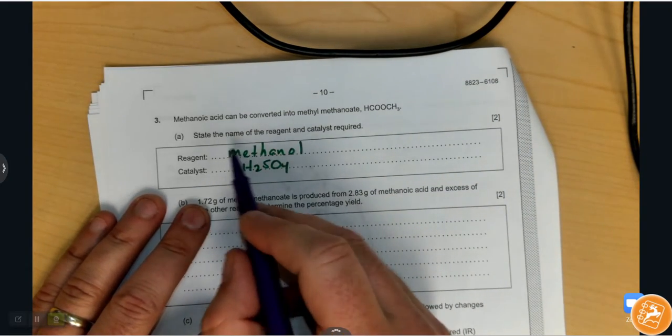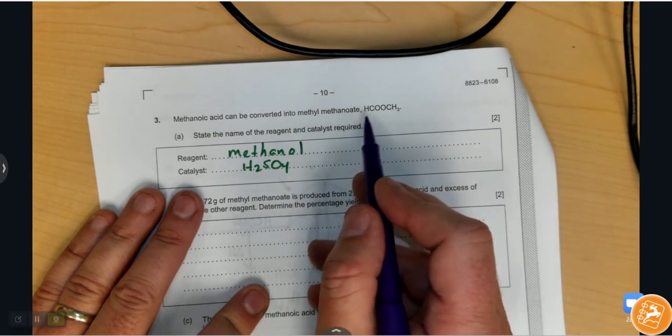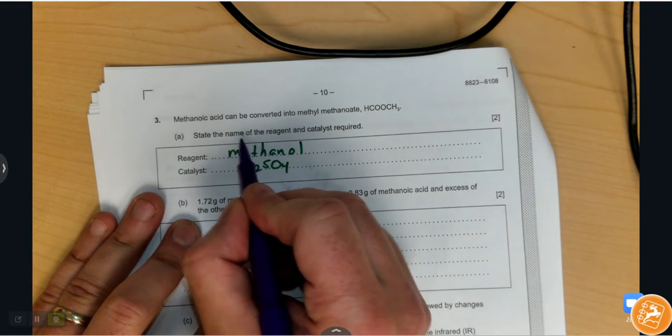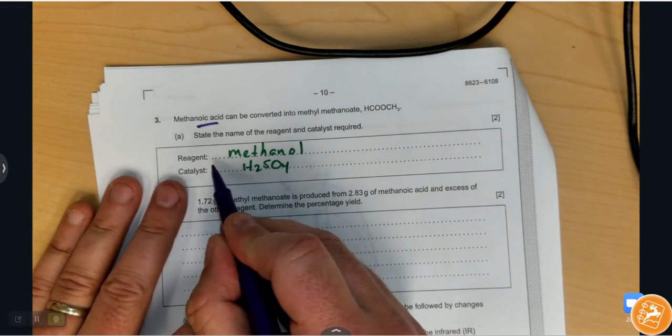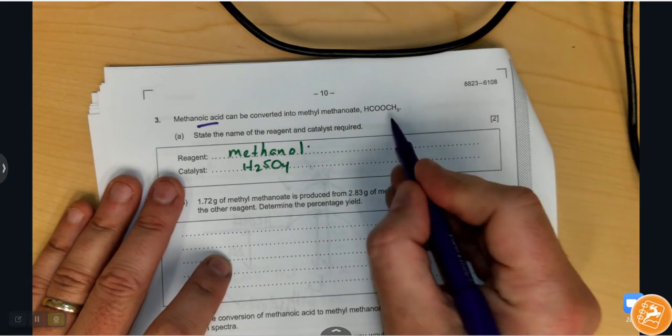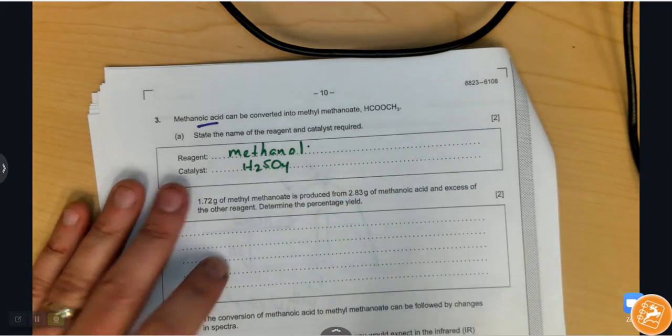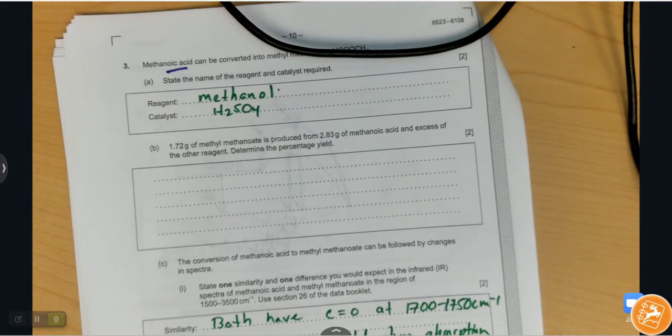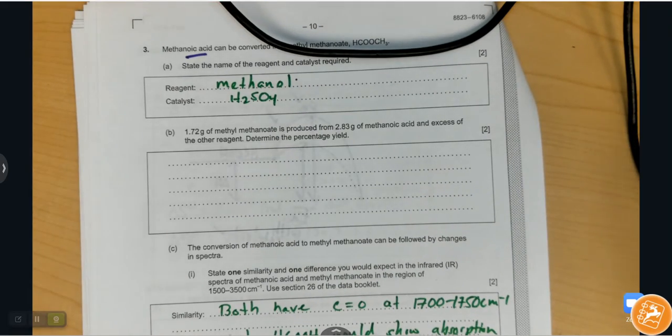Number 3 starts with methanoic acid can be converted into methyl methanoate. Carboxylic acid with an alcohol. State the name of the reagent and catalyst. So we would use methanol to give us that. And the catalyst is sulfuric acid. All right, so part B.